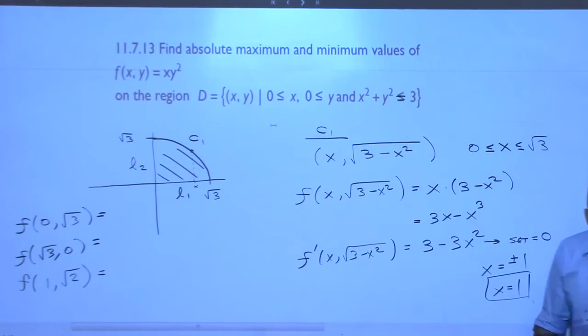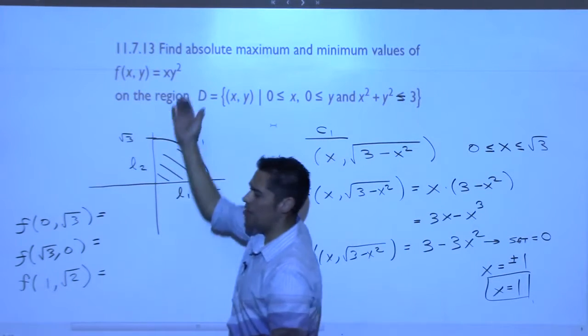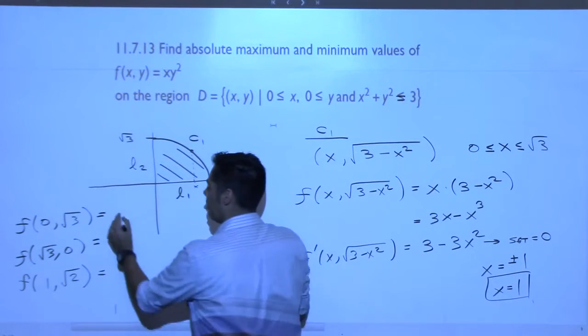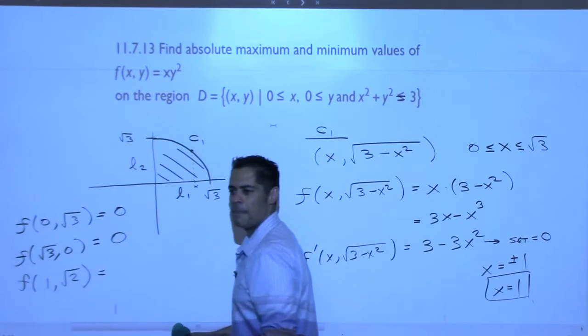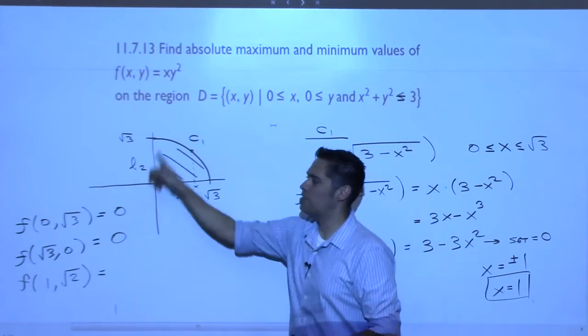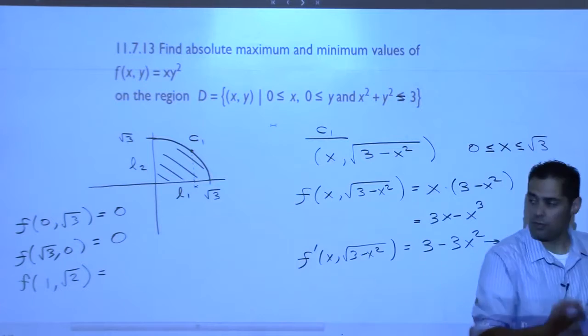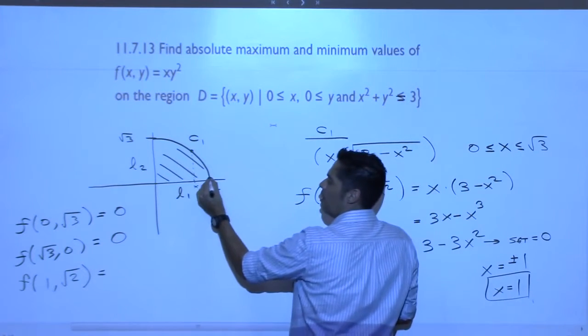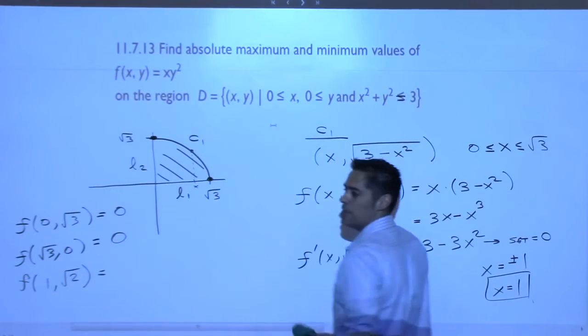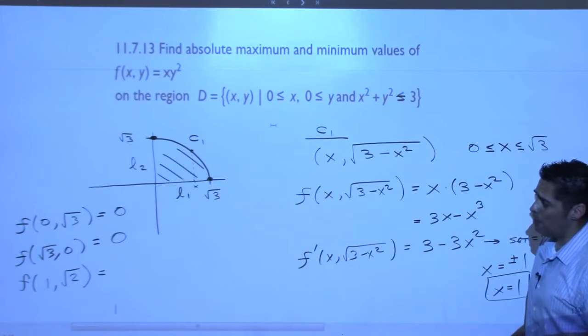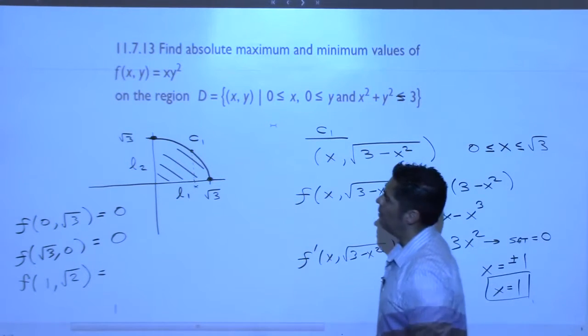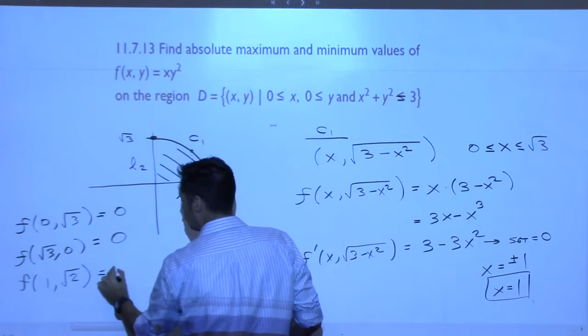How about the first two? 0, right? If I plug in 0 for x, that's gone. Plug in 0 for y, that's gone. So we already knew that, didn't we? We already knew that along these two edges it's 0. So at the corners, or at the two ends of my arc of my circle there, I'm going to get 0. But at that point, (1, root 2), I plug it in and I get what? 2.